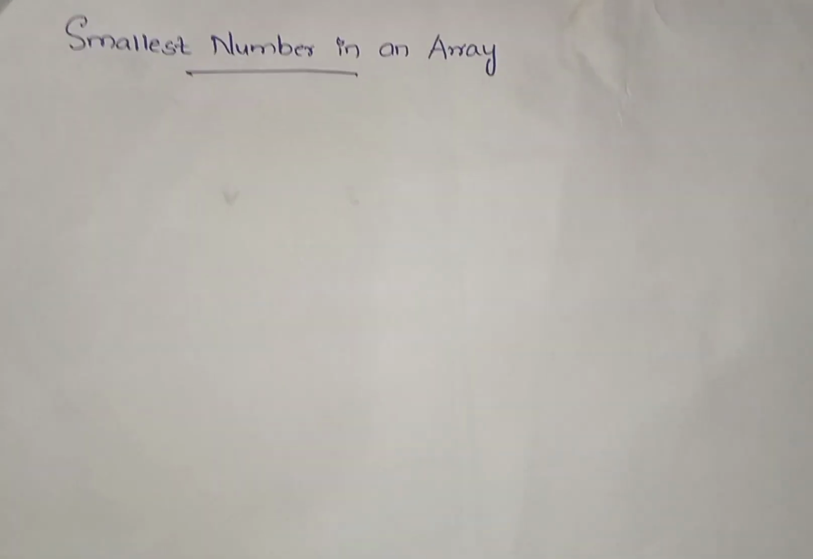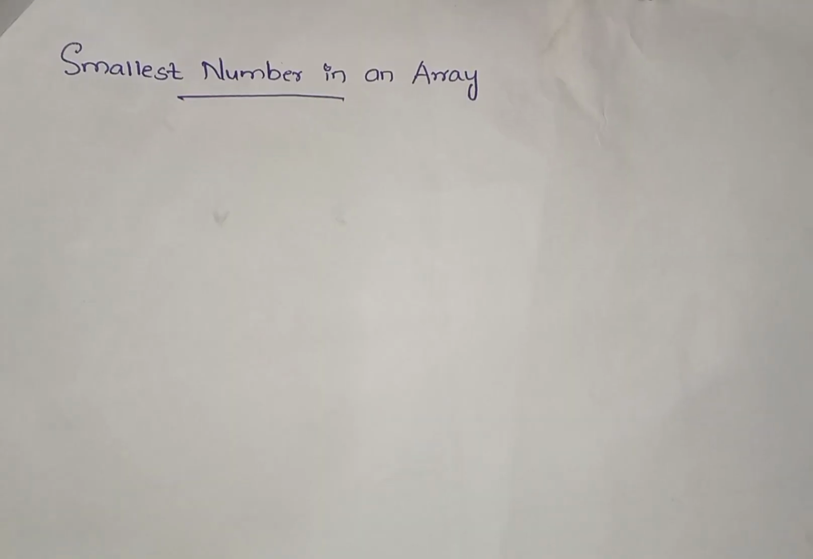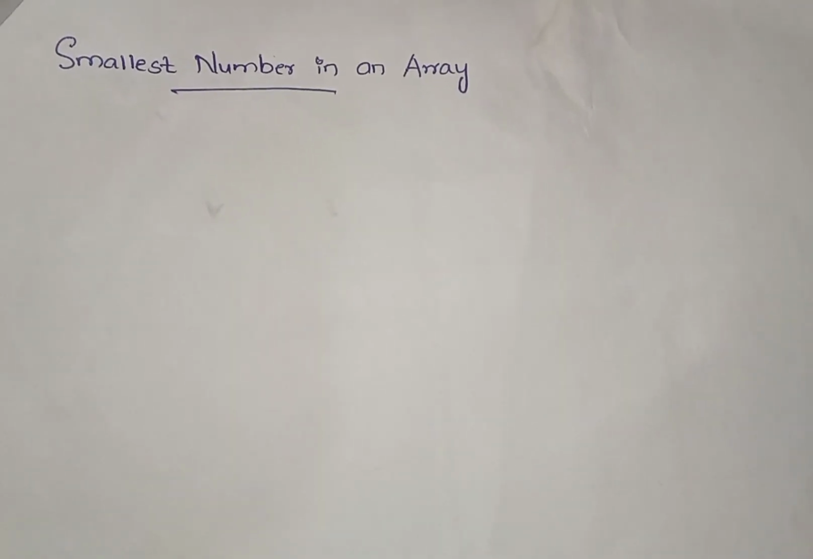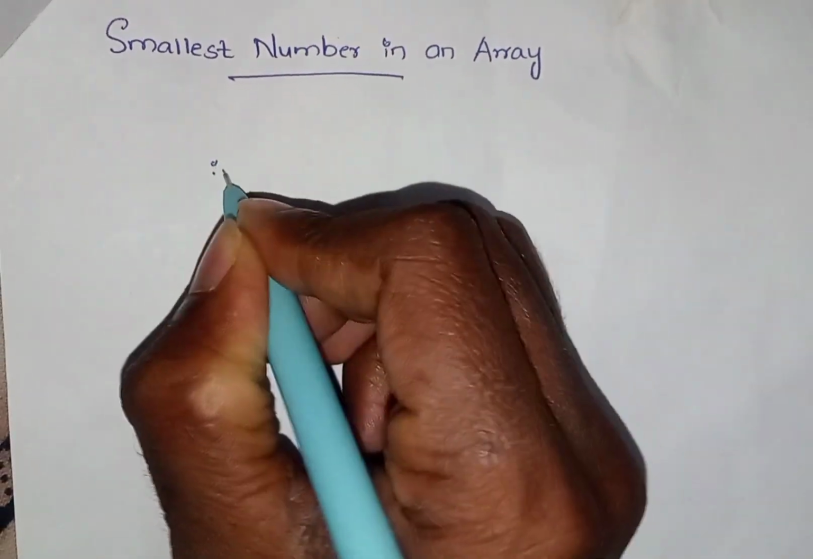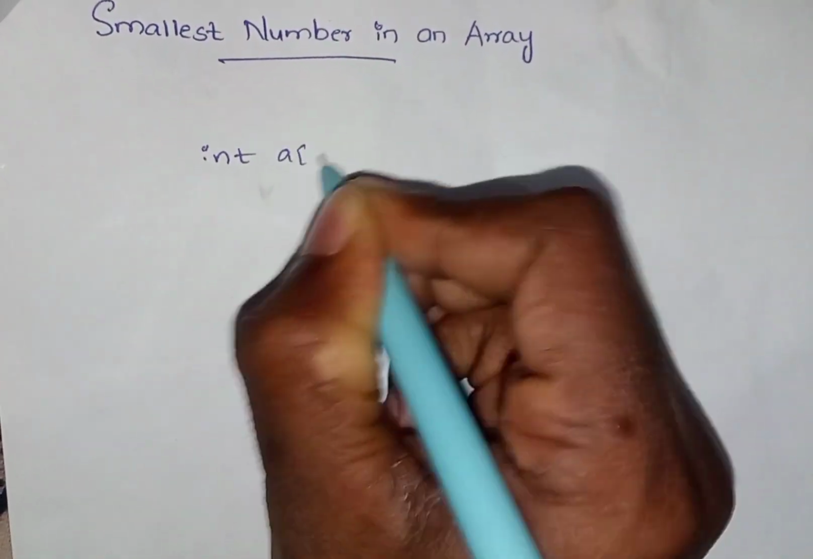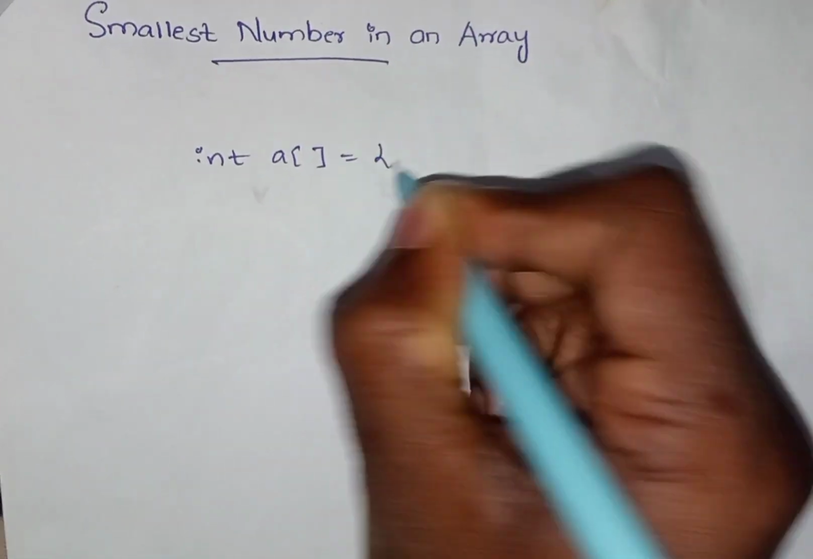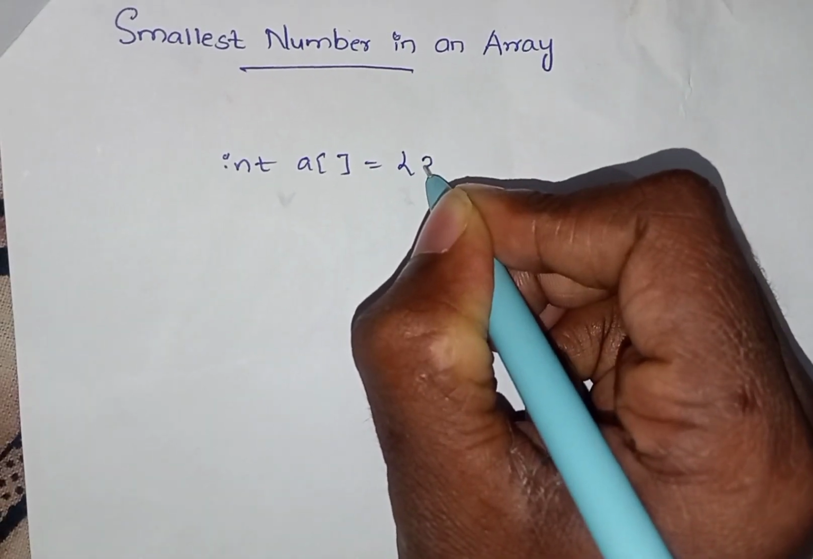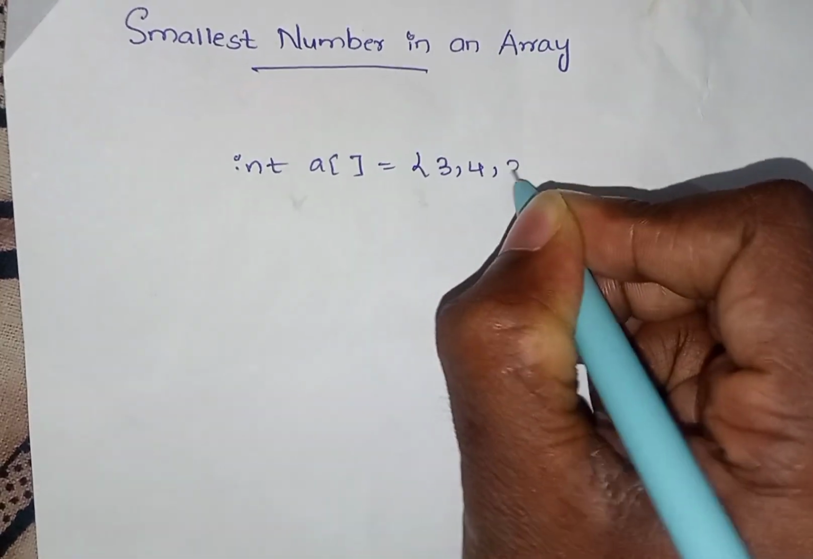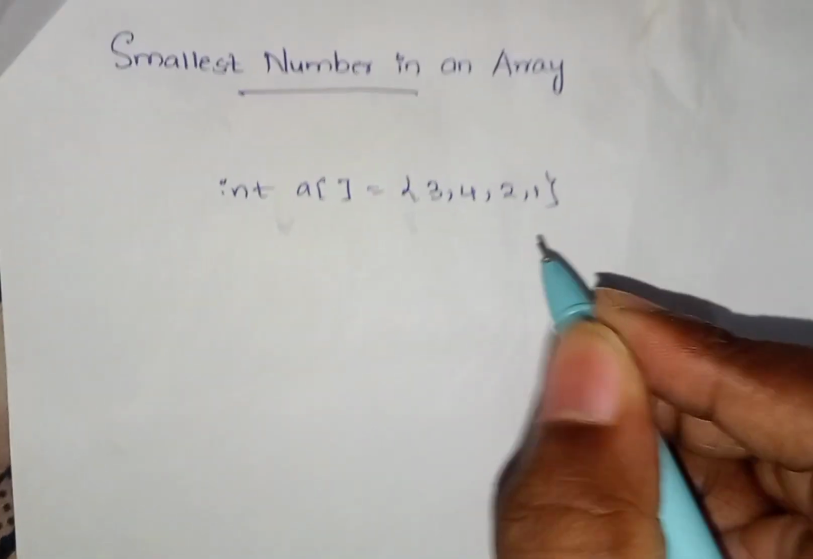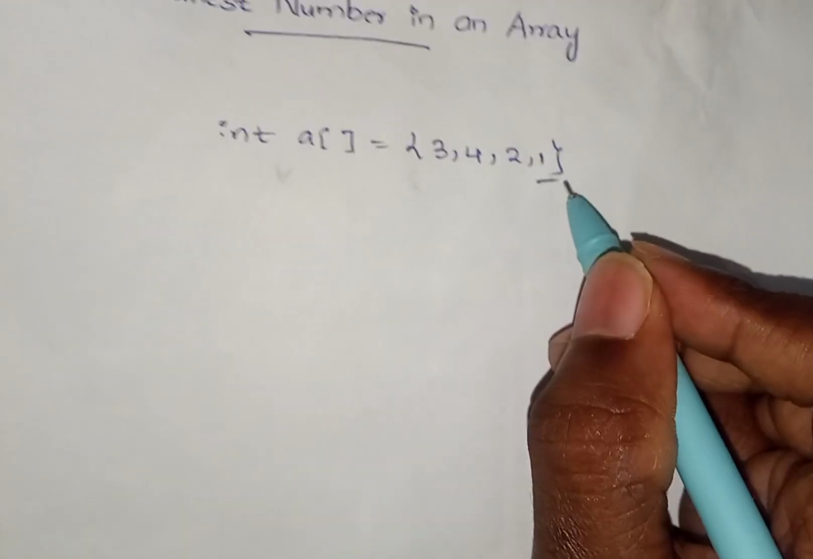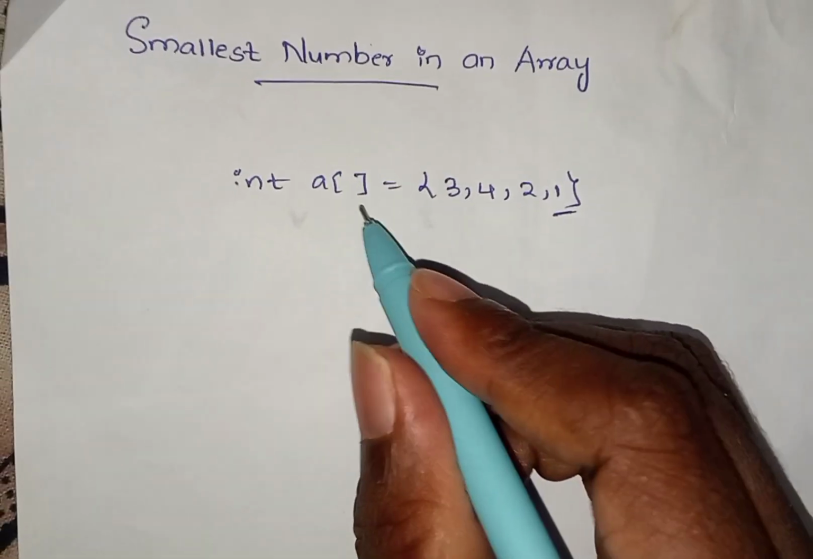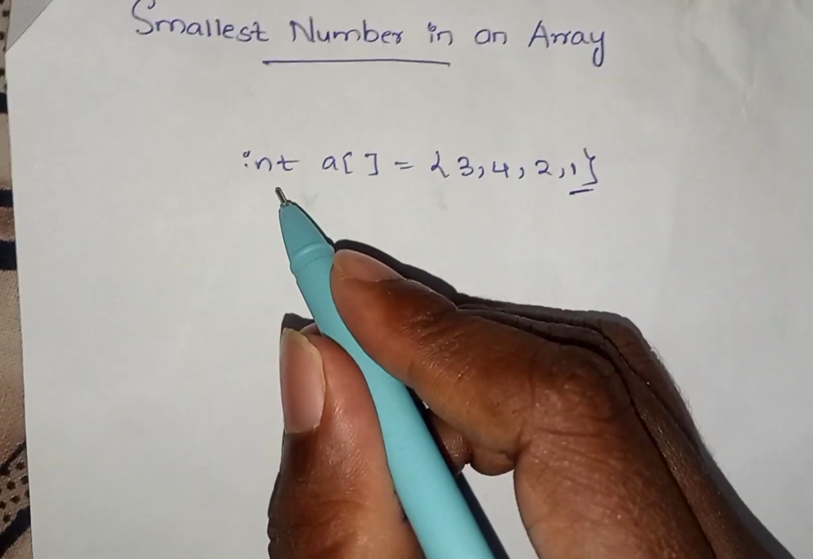In this video, we will see how to find a smallest number in an array. So we first take an array of type int. So int a equals to, let us take the values into array like 3, 4, 2 and 1. Okay, so in these elements, the smallest element is 1. So the output should be 1, right? So here a is the reference variable of type int.